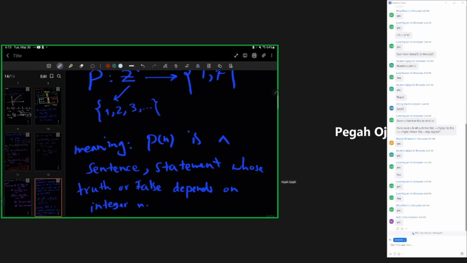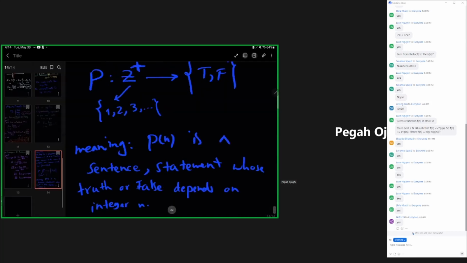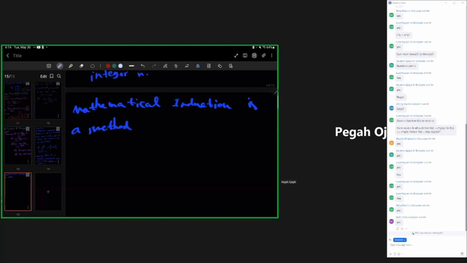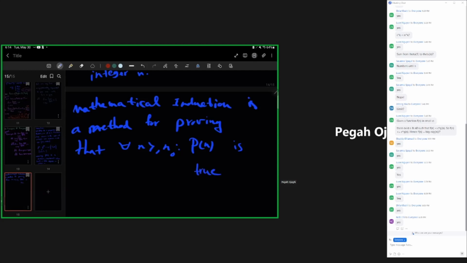So we need to do induction for this. That's a mathematical method for proving a statement like that. If I'm going to show the statement, this is going to be mathematical induction. Mathematical induction is a method for proving that for all n greater than n naught, P of n is true. P of n is going to be a fixed integer.